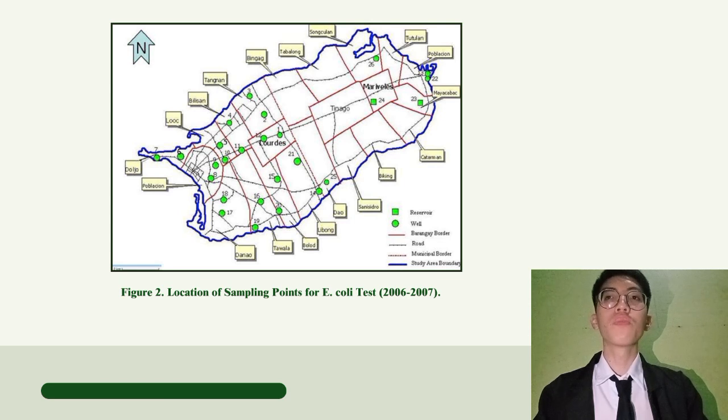Figure number 2 presents a map of the island with the locations where E. coli contamination was tested. This helps to understand where the risk of bacterial contamination is highest. The maps are crucial for this. They make it easy to see the patterns of contamination and help us to understand the scope of the problem.